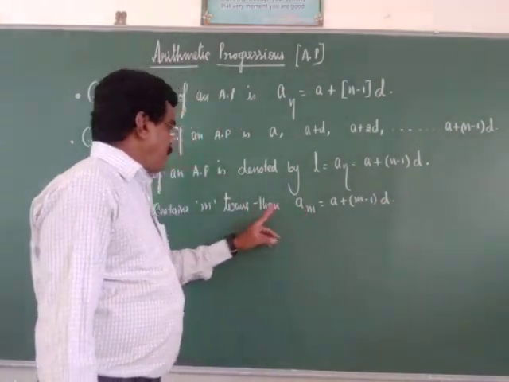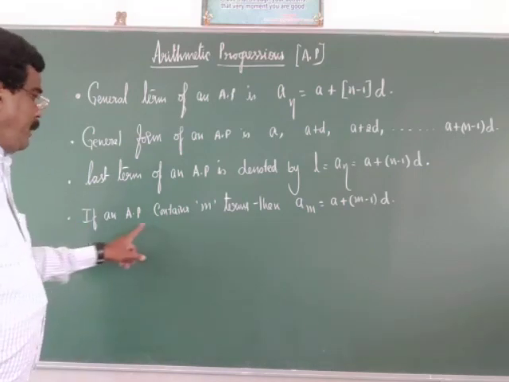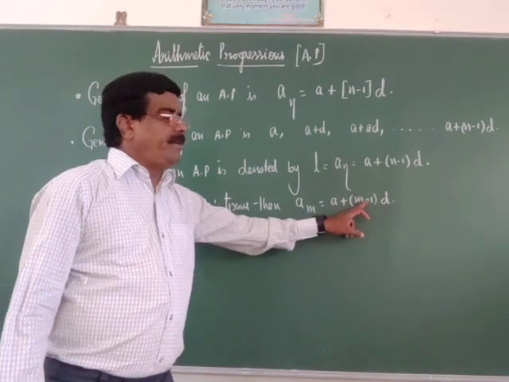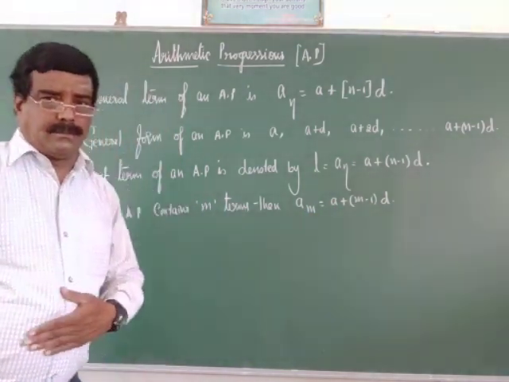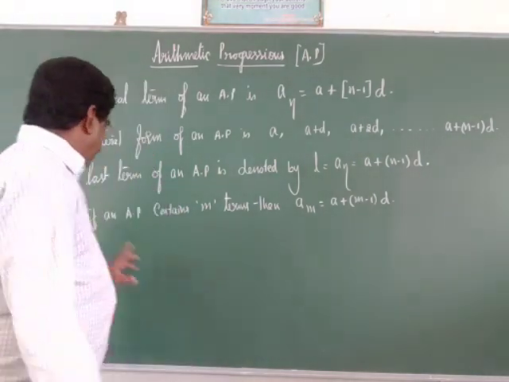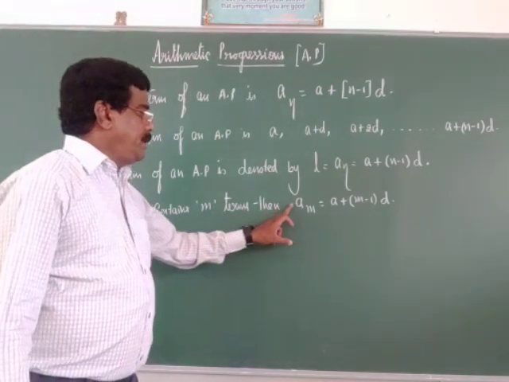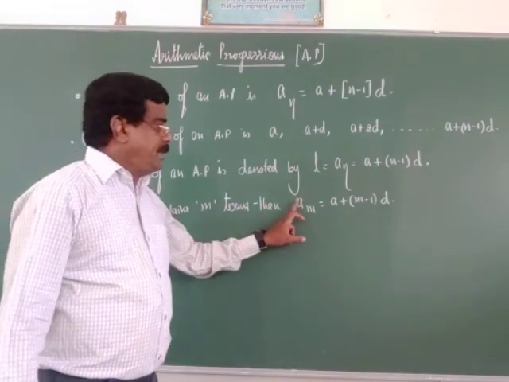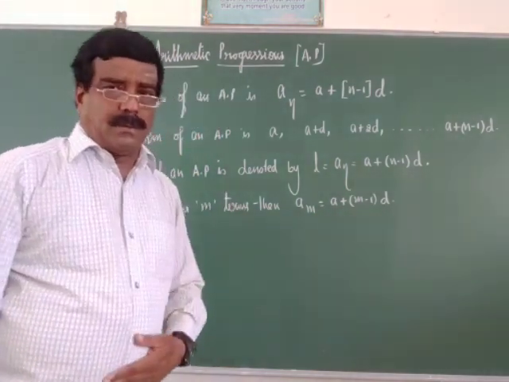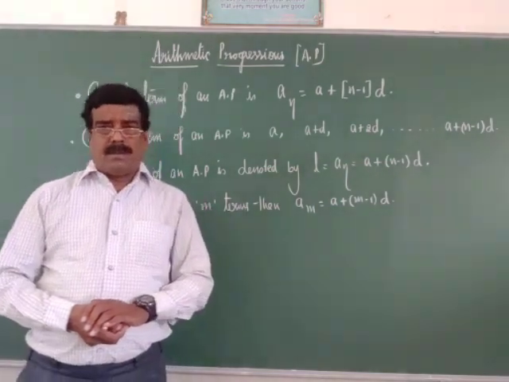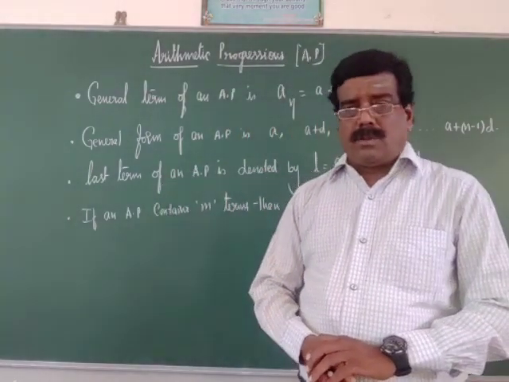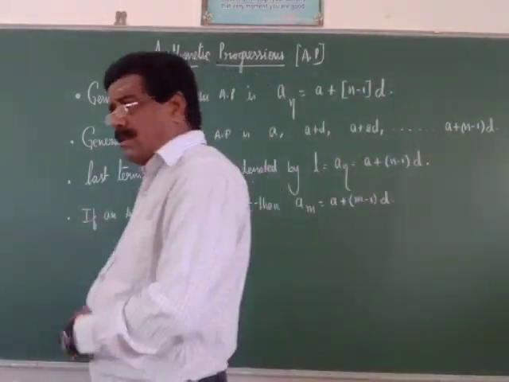So children, this is just changing the alphabets. If an AP contains p terms, then ap is equal to a plus p minus 1 into d, like that. Or if an AP contains x terms, then in the place of m write x, that is ax is equal to a plus x minus 1 into d. Why I am telling you this is, in future sums we will be discussing such things as ap, aq, something like that you will be getting. So anyhow, these are the four basics for today.